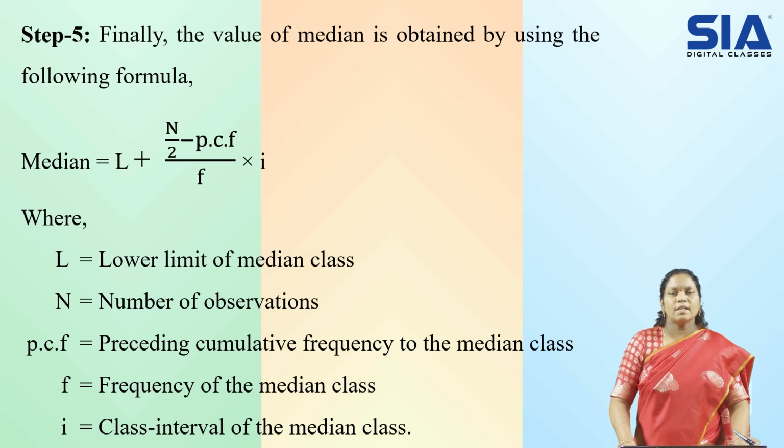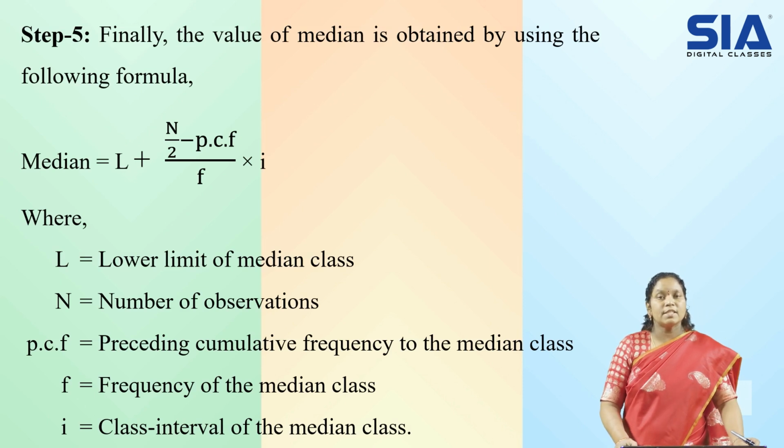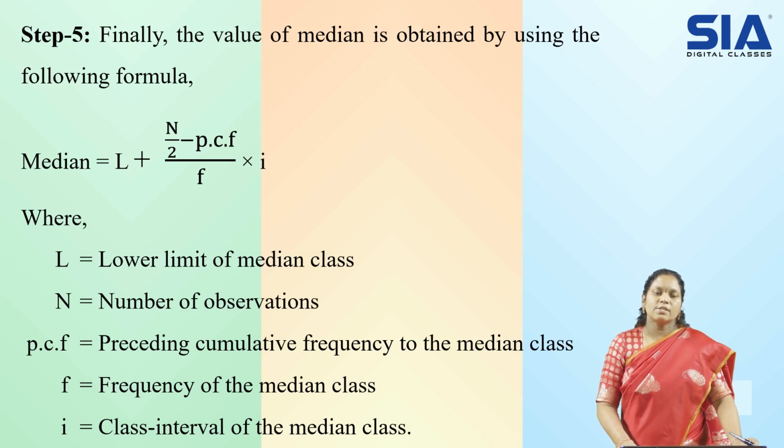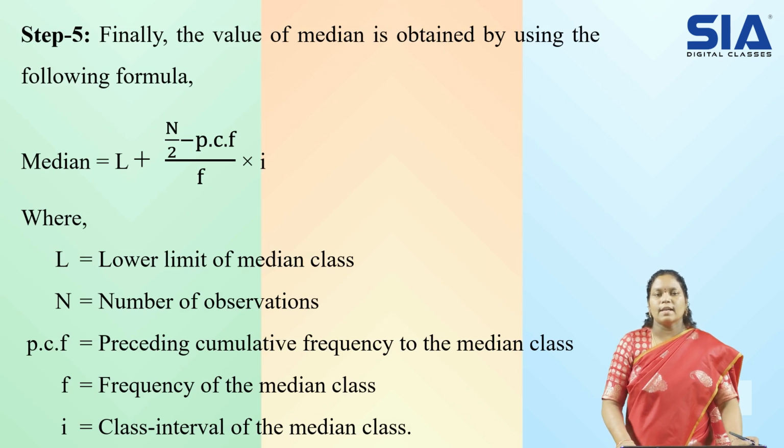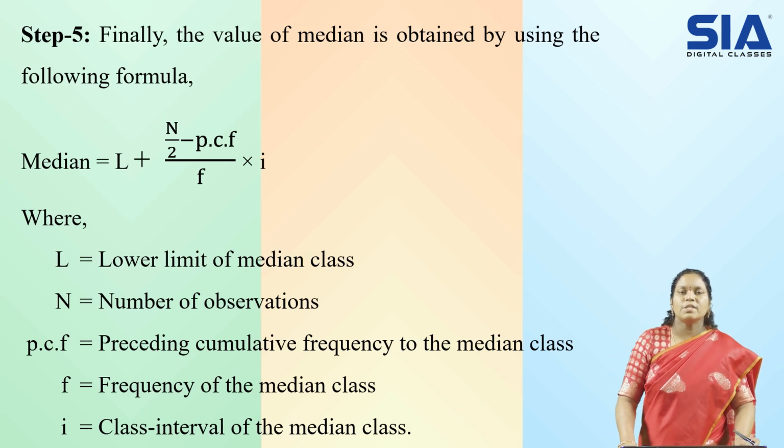We'll get the median class, right? Whenever we get the median class, its lower value we have to consider. So the preceding value we'll call the preceding cumulative frequency. Next is f, the frequency of the median class, and i is the class interval of the median class. So this formula we have to execute using a problem. Let us check one example.